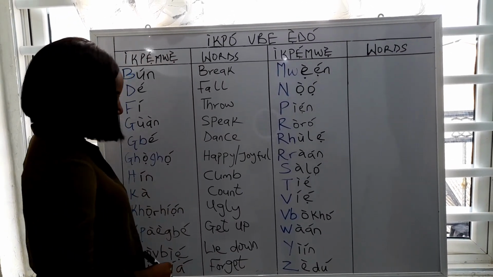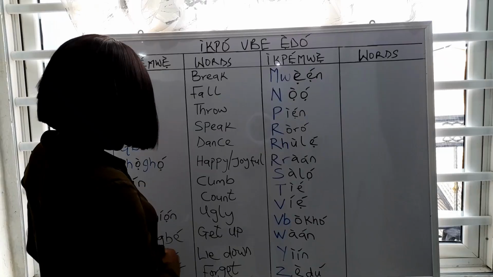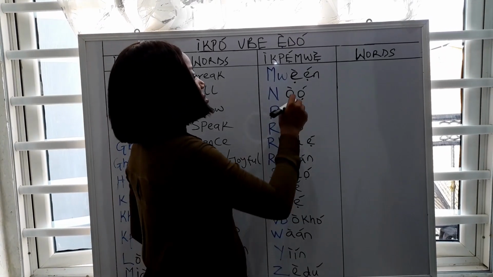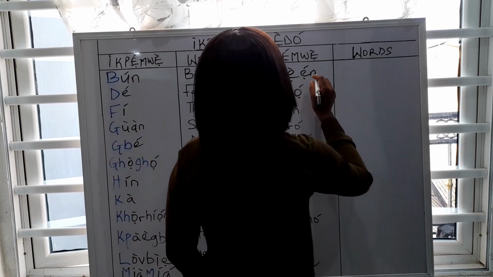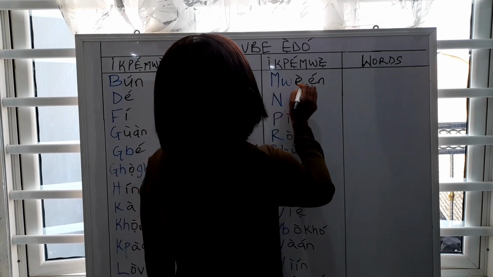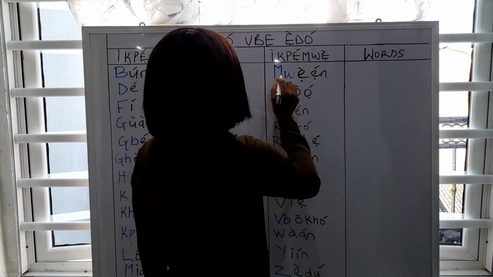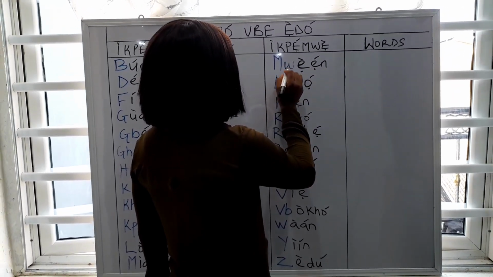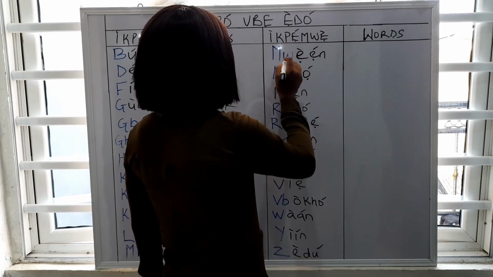You hear people say orimia megbe. Orimia megbe, meaning the person is always forgetful. Now let's go to the next consonant, which is M. It is actually one consonant.